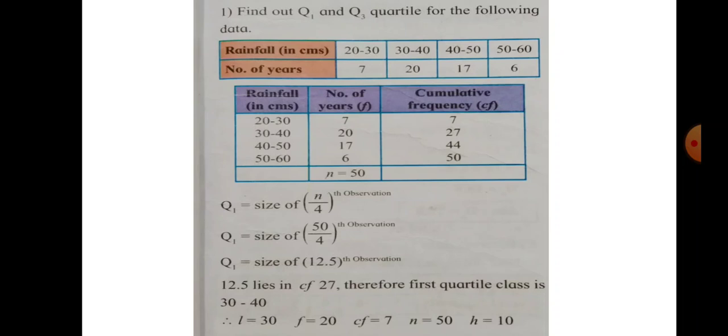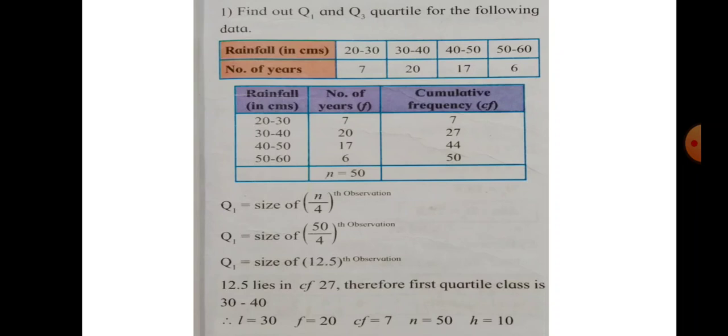Now let us see with the help of an example how to calculate quartiles from continuous or group data. Here the example is given: rainfall in centimeters, and in the second row the number of years, that is frequency. You have to find the Q1 and Q3 quartiles for the following data. So first, you have to arrange the data in ascending form. Your example is given in horizontal form, but you have to arrange the data in vertical form because it's very easy to understand.